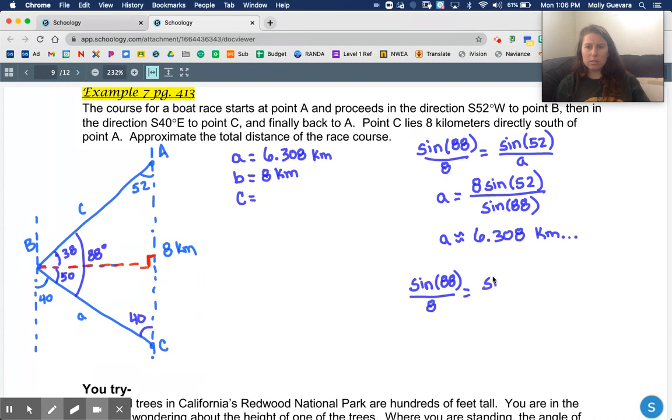equals sine of 40 over, oops, not B, excuse me, over C. Right? Cross multiply, I get C is equal to 8 sine of 40 over sine of 88. I'm going to enter this into my calculator, solve, check your work, and C is about 5.145 kilometers.